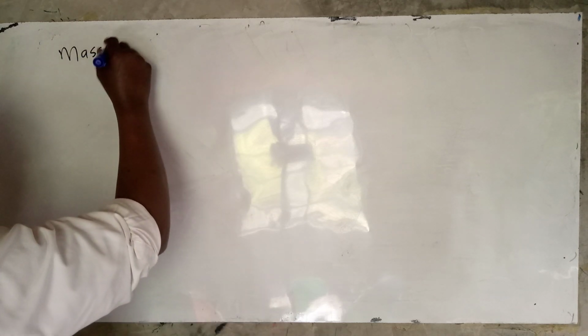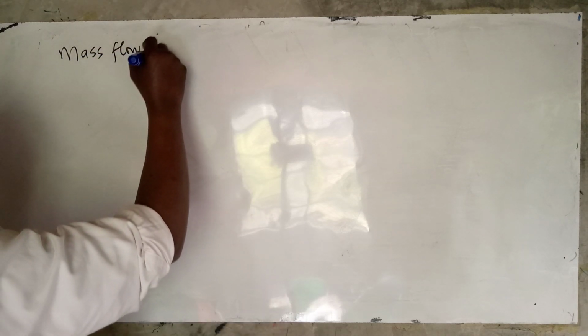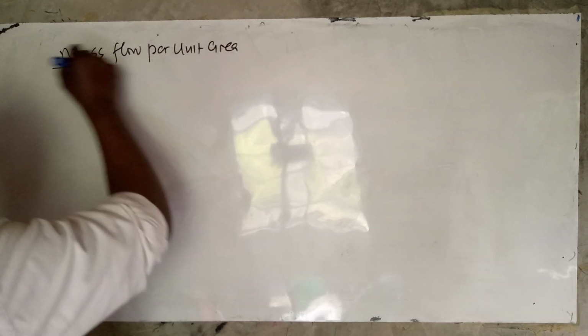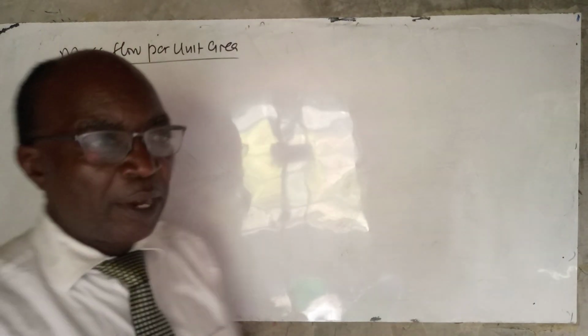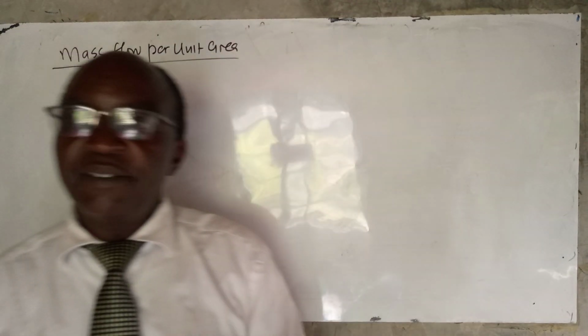We are continuing with our lectures in thermodynamics. Today we want to look at mass flow per unit area. And of course that's in a duct. Remember, we are working with one-dimensional steady flows.